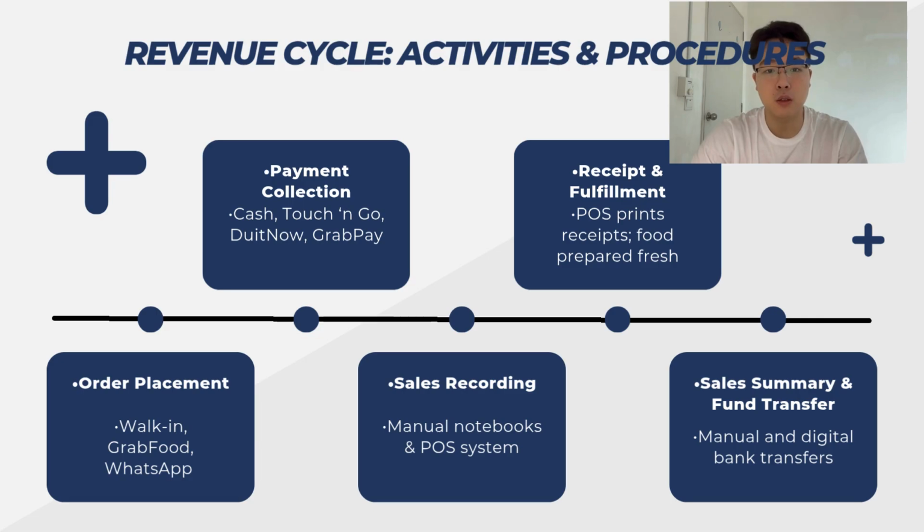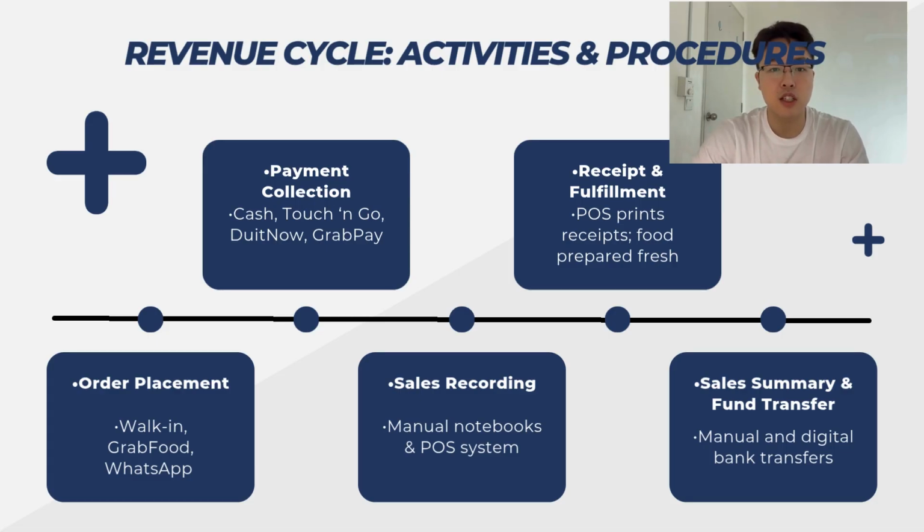Payment methods include cash, Touch 'n Go, and DuitNow. What's more, we have GrabPay, which is processed by Grab and sent to Mohaya's bank account. And sales are recorded in two ways. First is manually with notebooks at most kiosks, and second is digital using a POS system at their Shanghai Merak kiosk.